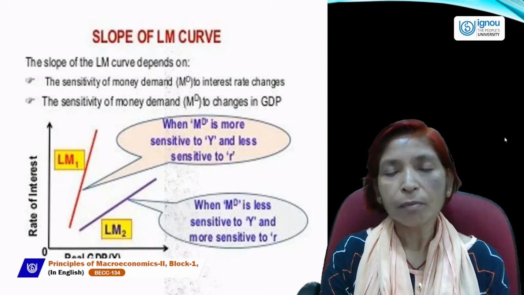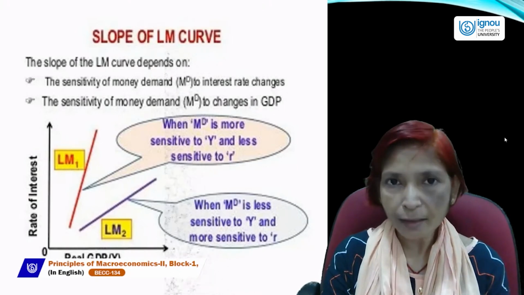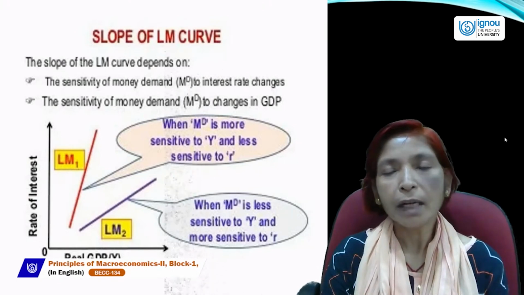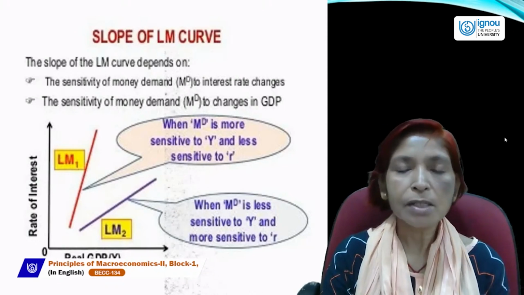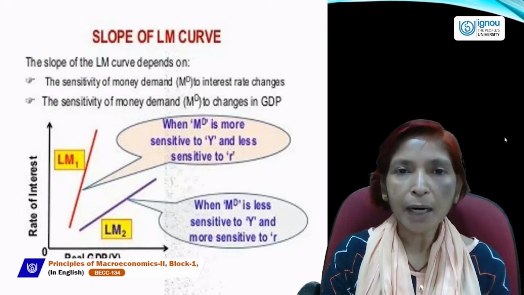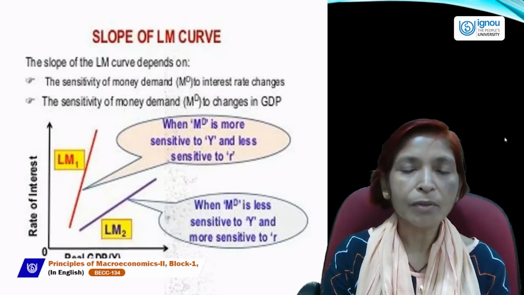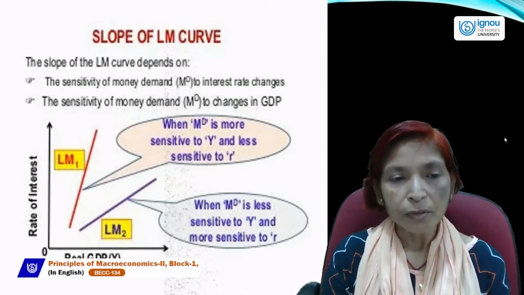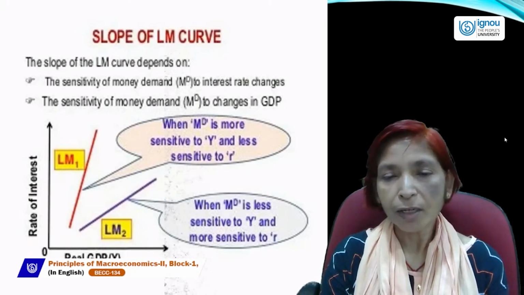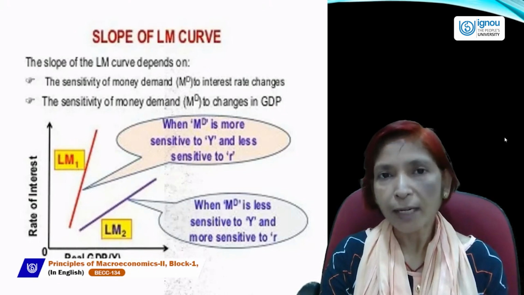Second, if there is more sensitivity of money demand to the level of income, the curve will be flatter. And if there is less sensitivity of money demand to the level of income, then the curve will be steeper. So more sensitivity of money demand, either to the rate of interest or to the level of income. When money demand is more sensitive to these two factors, interest rate and level of income, then the curve will be flatter.